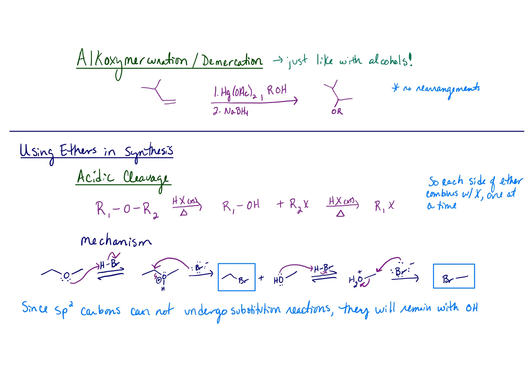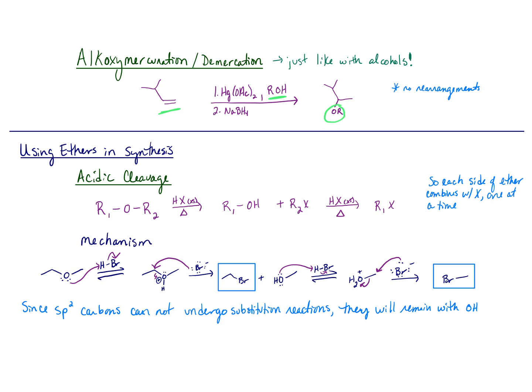So here we have an alkene double bond, and using HgOAc in our alcohol, followed by NaBH4, instead of getting an OH there at the most substituted position, you get the Markovnikov product with the ether. And the advantage here, again, just like we have seen with alcohols, is that there's no rearrangement.